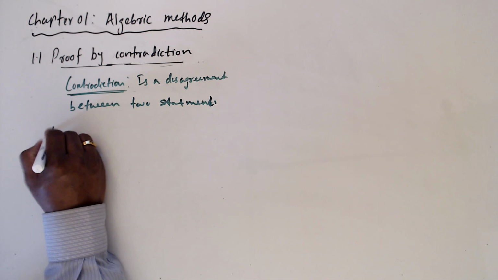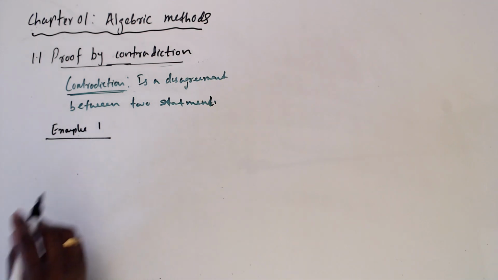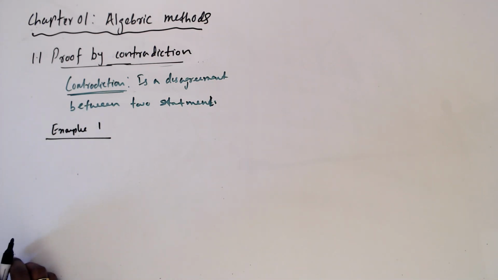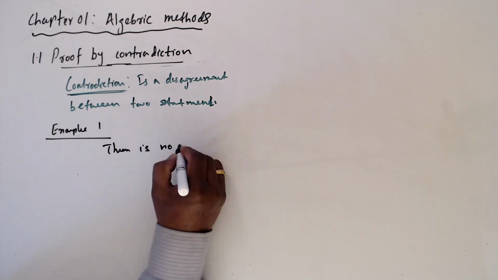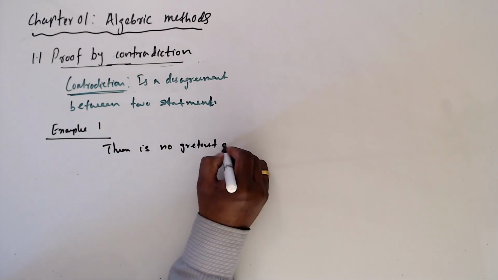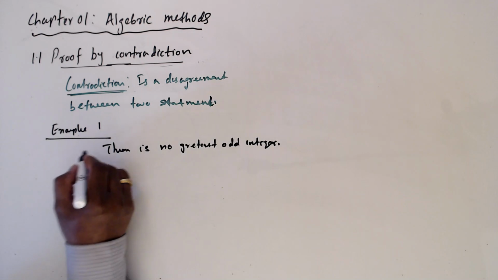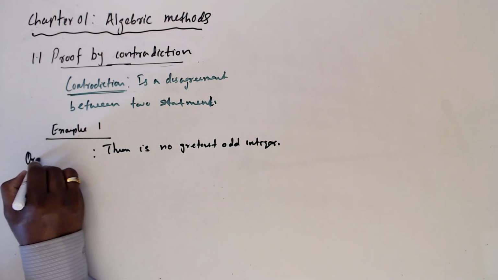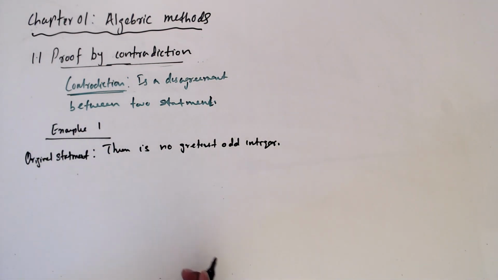I'm going to use example 1 and we'll discuss it. In example 1, the task is: prove by contradiction that there is no greatest odd integer. So this is the original statement, the one we have to prove.